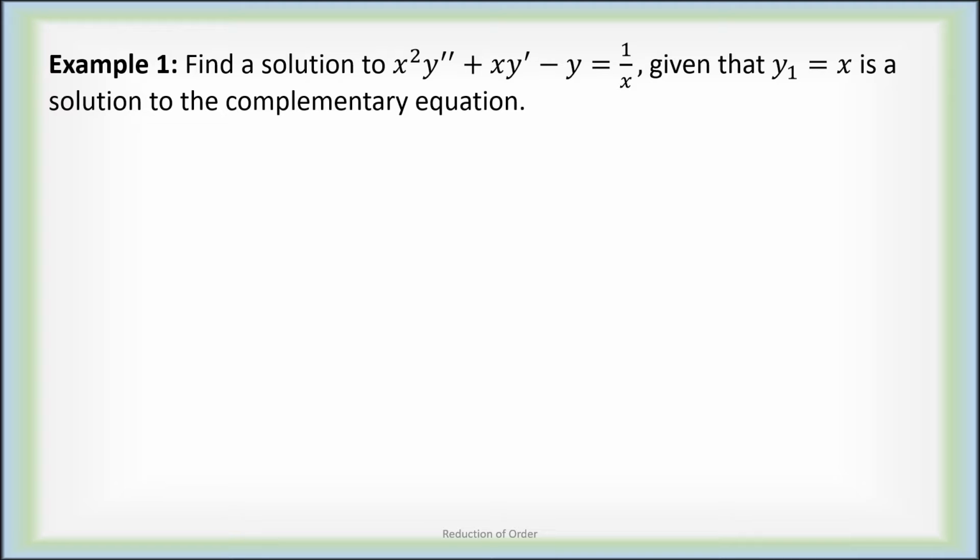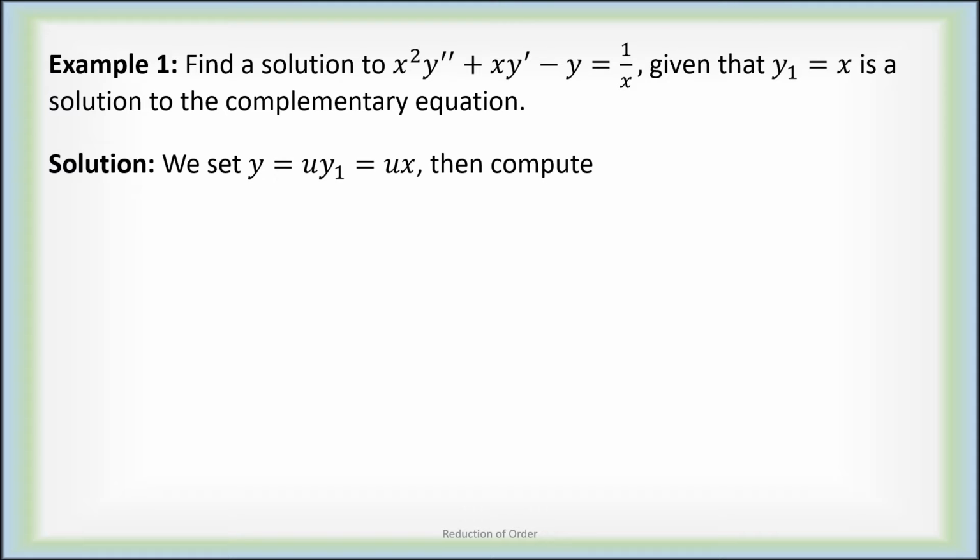So let's take a look at an example of putting this reduction of order followed by variation of parameters into practice. Find a solution to x^2 y'' + x y' - y = 1/x, given that y1 = x is actually a solution to the complementary equation. So what we do is we set y to be an unknown function u times y1, where y1 was just x. So y is an unknown function u times x.